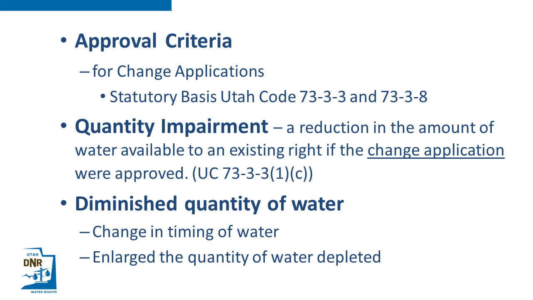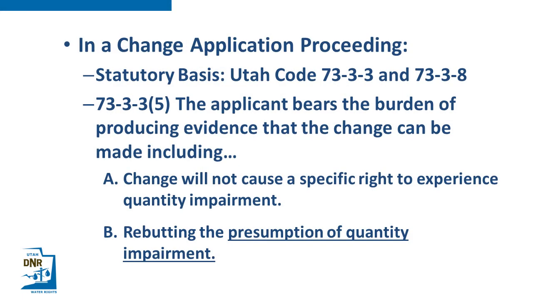Quantity impairment has a statutory basis in a change application process as defined in Utah Code 73-3-3 and 73-3-8. It is important to note that 73-3 subsection 1e Roman numeral 2 clarifies that quantity impairment does not mean a decrease in the static level of water in an underground basin or aquifer that would result from an action proposed to be taken in a change application, if the volume of water necessary to satisfy an existing right otherwise remains reasonably available.